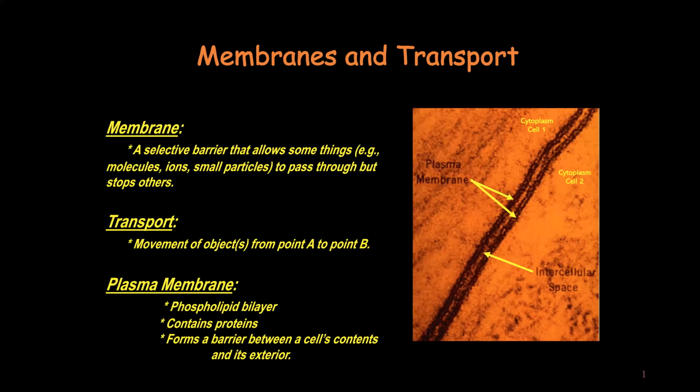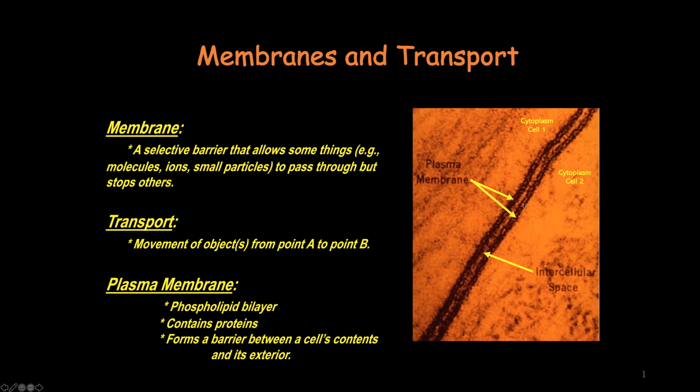The plasma membrane is a very special one. It's a phospholipid bilayer that contains proteins, and it forms a barrier between a cell's contents and its exterior. This picture shows two cells, cell 1 and cell 2. Each cell has a plasma membrane, which you can see in this electron micrograph.